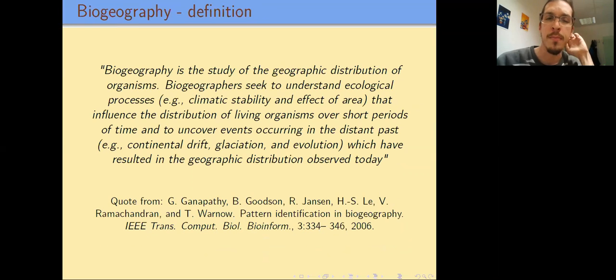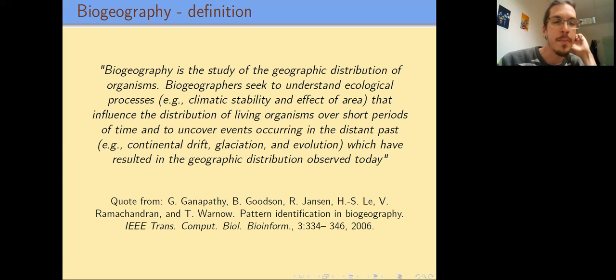The other example, and an example I like, is biogeography. So biogeography, I like this definition I found in a paper. It's the study of the geographic distribution of organisms. It seeks to understand ecological processes like climatic stability, effects of area, that influence the distribution of living organisms over a short period of time, and to uncover events occurring in the distant past, which has resulted in the geographic distribution observed today.